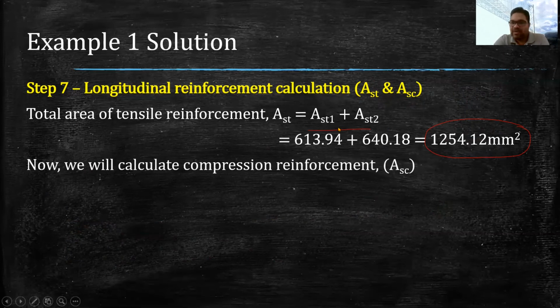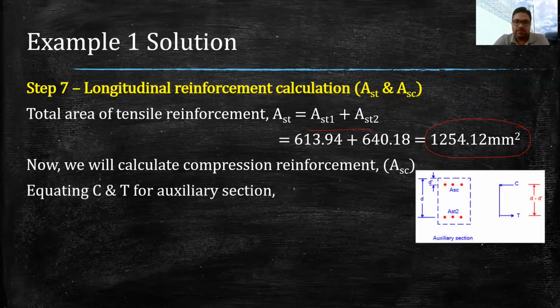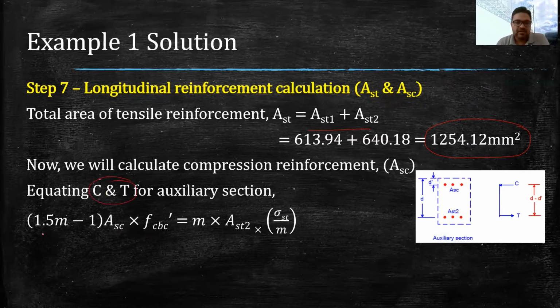Now we will find out the area of steel in compression. As I have mentioned two methods to calculate ASC, we will take one of them. We will equate the value C and T. There you can see this is C and this is T. So M to M will be cancelled out, and this becomes AST2 into sigma ST. In this formula, first of all, we need to find out FCBC dash, because FCBC dash is the flexural compression stress in the steel, equivalent area of the concrete.